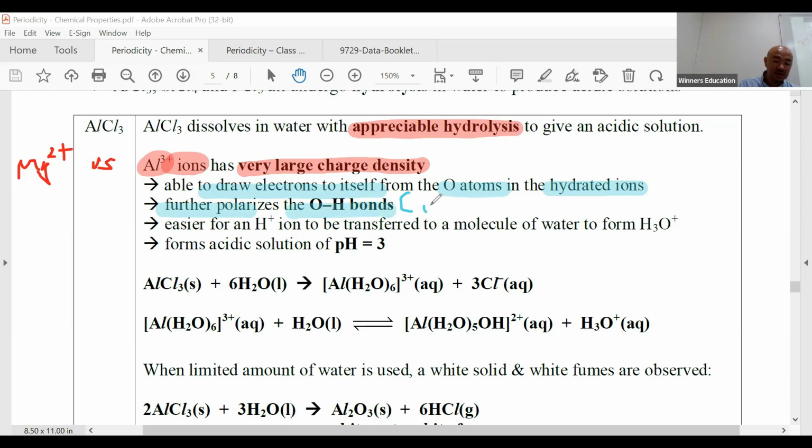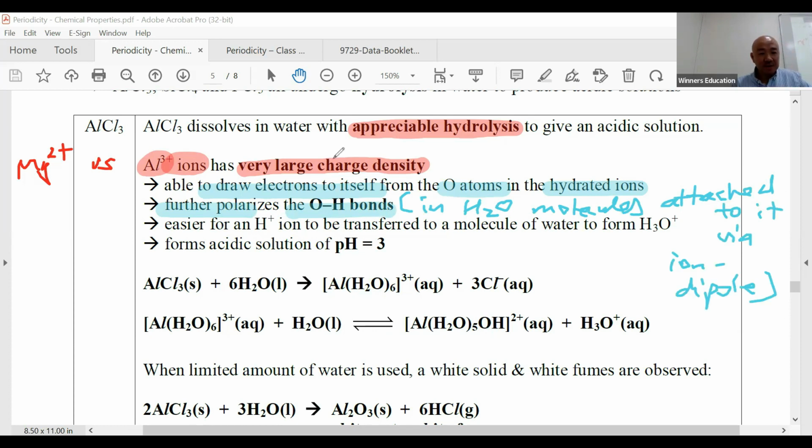Let me write this down. In the H2O molecules that are attached to it through ion-dipole interaction, right? In case you don't know which water. So now it's easy for the H+ to say goodbye, to the adjacent water molecule that's floating around, and to form the H3O+. And therefore, it's acidic and a lot more acidic, because that bond is weakened by a lot more, by the higher charge density Al3+.